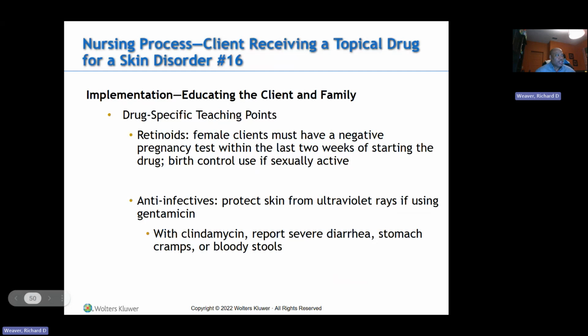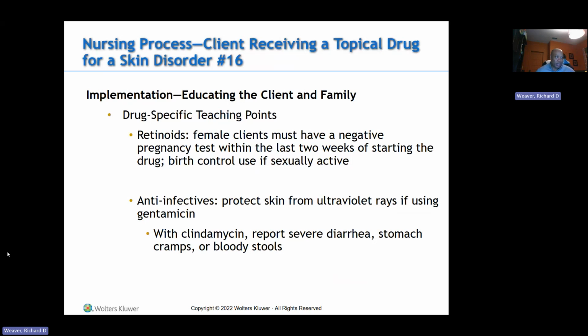So as far as client education, drug-specific teaching points, the retinoids: female clients must have a negative pregnancy test within the last 2 weeks of starting the drug, and birth control is usually used if the patient is sexually active. And some of this we've already read. I don't know if I remember reading about the birth control, but it would make sense that if a patient is on these medications, they may need to use some kind of contraceptives in order to not get pregnant while they're on this drug, because they shouldn't be on this drug and get pregnant at the same time.